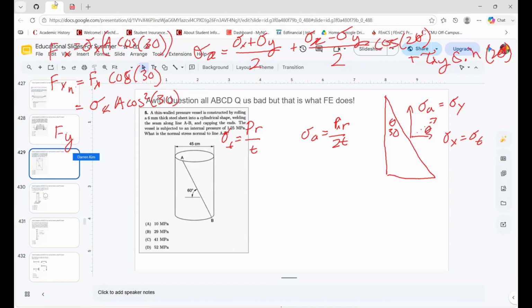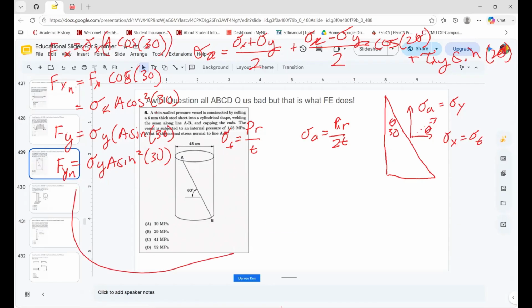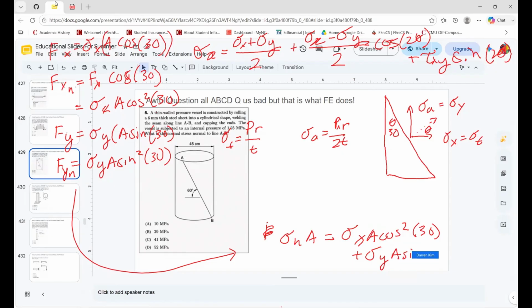Now Fy equals sigma y A sine 30, which gives Fyn equals sigma y A sine squared 30. And we are looking for the normal stress at the line AB. So what this equals in turn is that if we figure out sigma n A, that is equal to F, that is just saying sigma x A cosine squared 30 plus sigma y A sine squared 30.